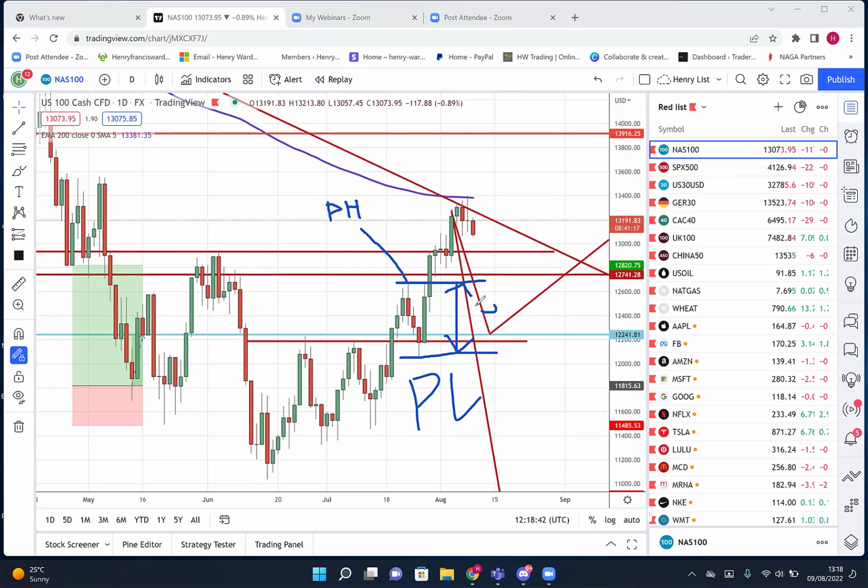I call that early P1. That's early phase 1. That's what we have there. We have that early phase 1. Now I'm going to change this to red. Now anything from here upwards, at this point, this is late phase 1.